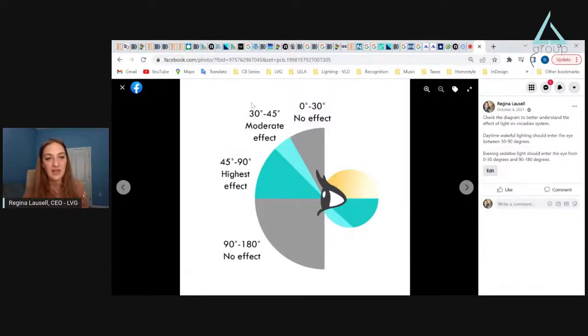But this is what we mean by that effect. So light entering the eye between 30 and 45 degrees is going to have a moderate circadian impact. And between 45 to 90, that vertical plane more so, is going to have the highest effect. And then between 0 to 30 or 90 and 180, you're really not going to have too much of an impact. So that's what we mean by how light enters the eye.